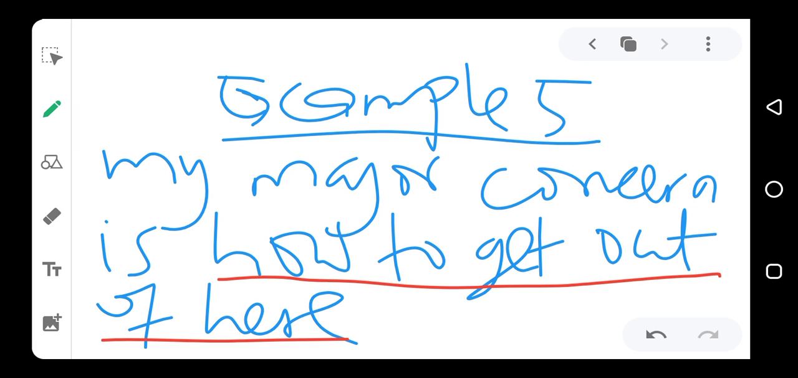Is this a clause? That is the first thing we'll ask ourselves. How to get out of here. Does it contain a subject? Yes. What is the subject? Here. Does it contain a verb? Yes. What is the verb? Get, or get out of, or get out. So it contains both the subject and the verb. So we know that this is a clause.